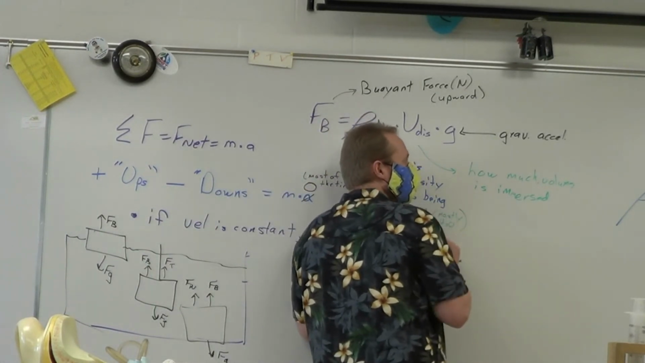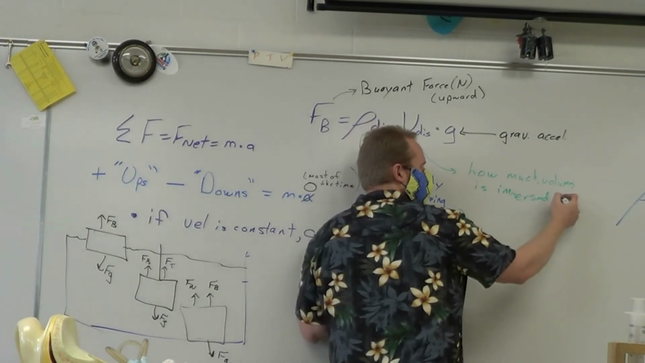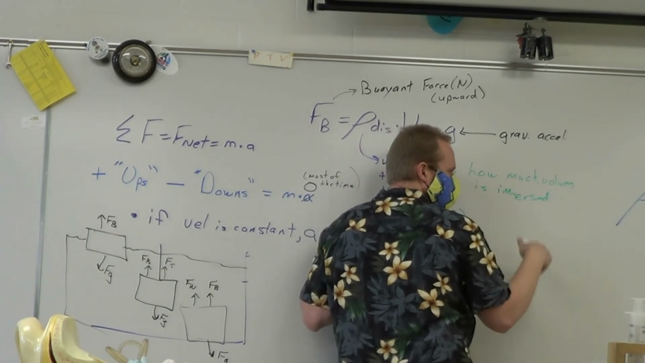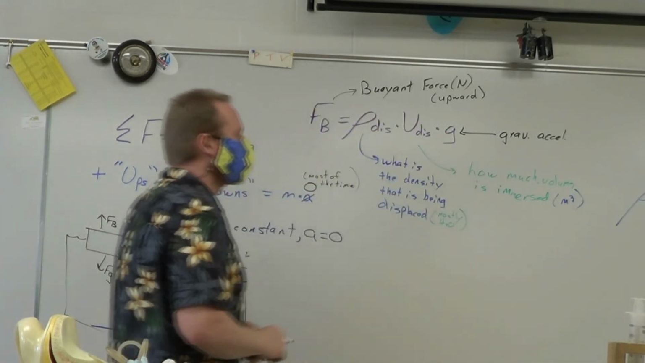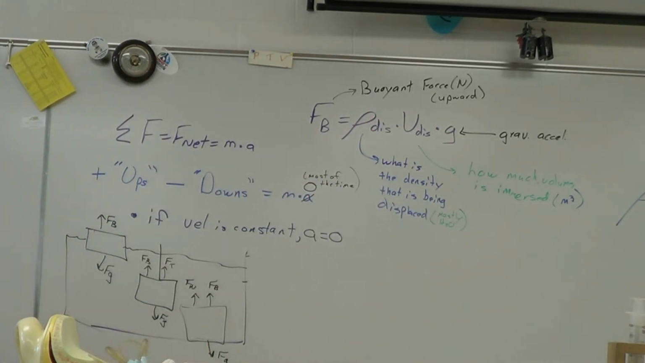So how much volume is going to be immersed? And when I say immersed, I mean underwater. And that volume needs to be measured in meters cubed times g, which is our gravitational acceleration. We're on Earth, so that's how we use our equation. Our equation is what is being displaced. So most of the time it's going to be water.